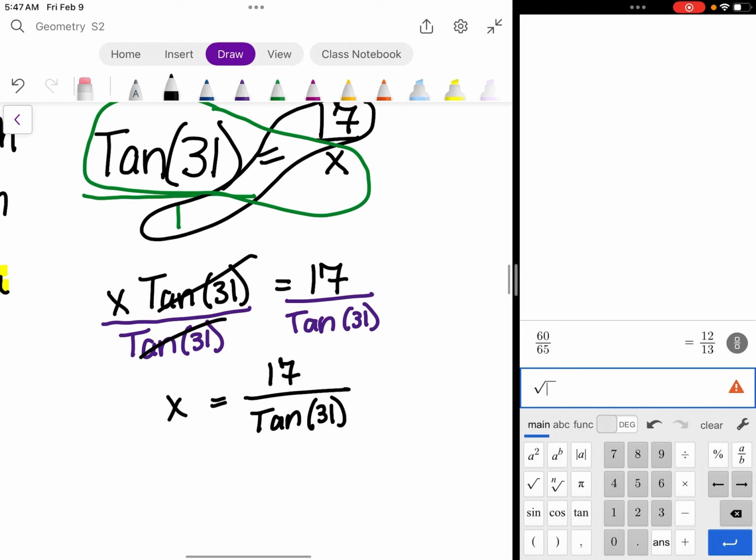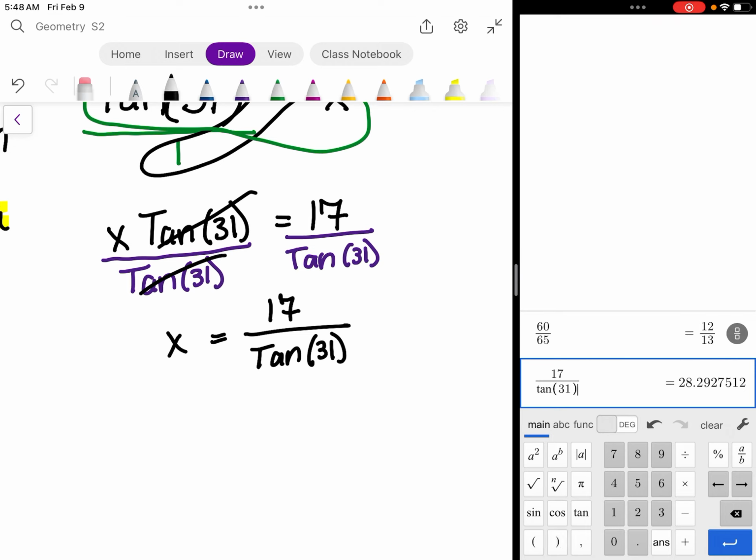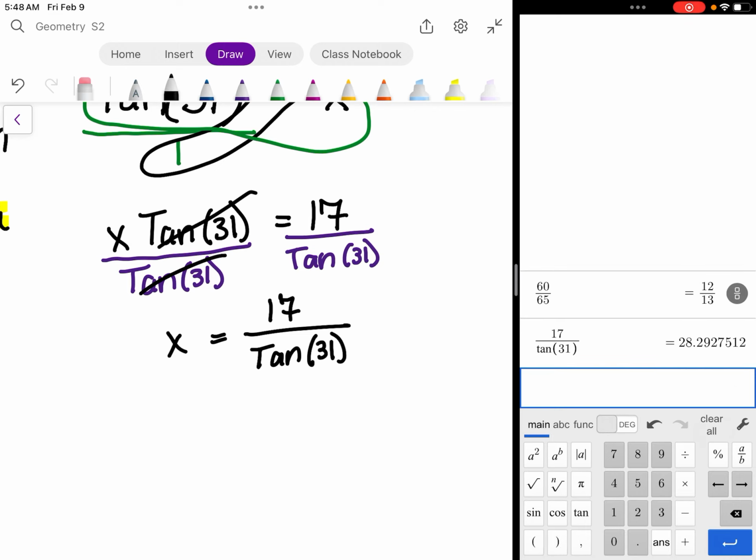Once you get to this point, then you can type it into your calculator. On the yellow classroom calculators, above the 7, 8, 9 buttons, there are buttons that say sine, cosine, and tangent. What you're going to do is type in on your calculator 17 divided by, and then you'll hit the tangent button and put 31. That will give us our answer.